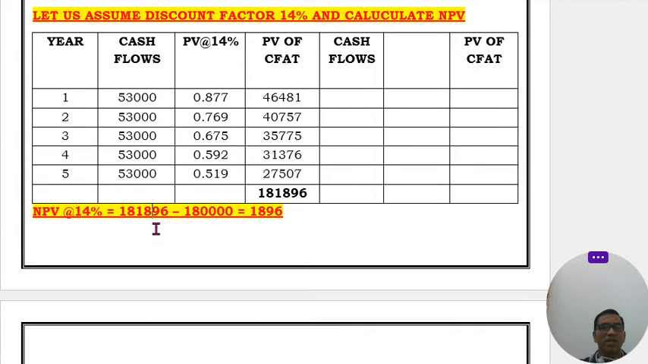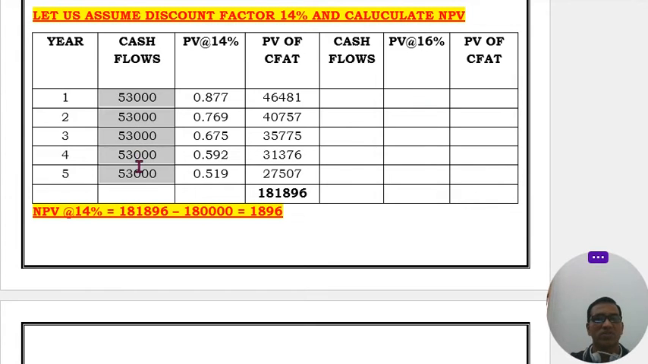So you already tried 14%. Now you have to increase it, more than 14%. You can try 15, 16, 17, whatever you want. I will try PV at the rate of 16%. If you want, you can take 15, 17, anything.